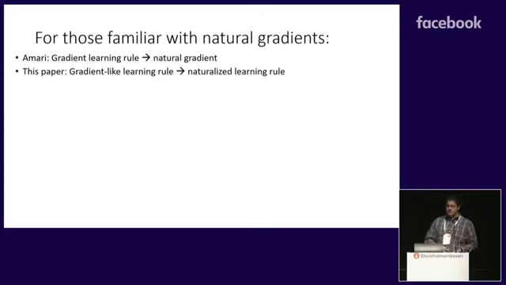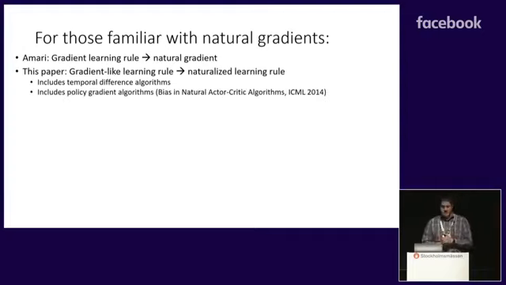And again, this results in some naturalized forms of the learning rules that have some nice properties, mainly covariant updates. Okay, so why is this important? This is important because a lot of the algorithms that we care about, like temporal difference learning or Q-learning or SARSA, aren't actually gradient algorithms. And so you can't directly apply Amari's natural gradient to them.